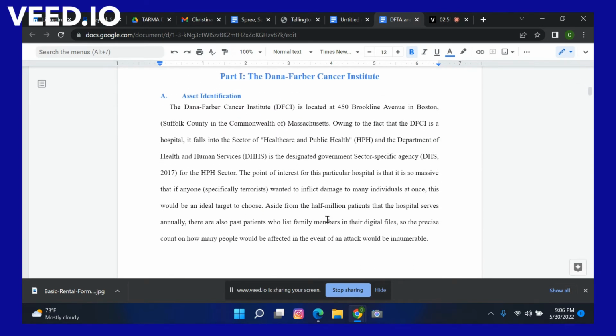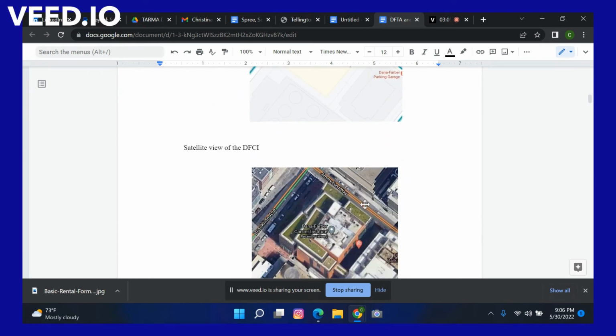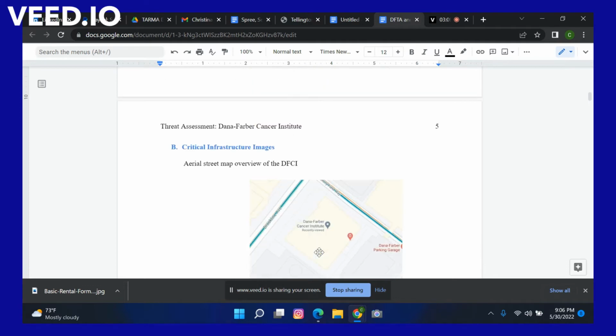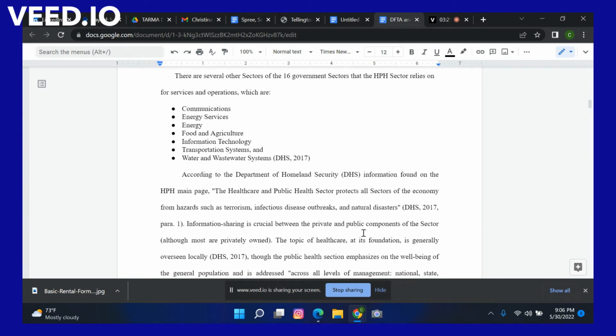So identifying the asset obviously goes without saying, and where it is. Looking at critical infrastructure images, both a map view and satellite view. We have the overview of the sector, the primary. The primary sector. Primary's, apostrophe S, not IES. These would be compromised if the primary were to come under attack, because they rely on these for services and operations.